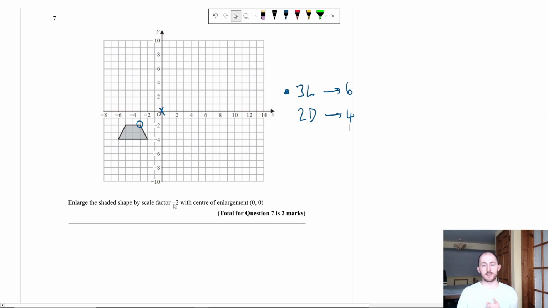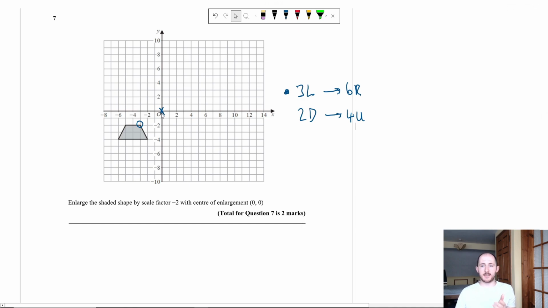The minus does something a bit more interesting, okay? So if you just times it by 2, it stays in the same direction. It'll be 6 left, 4 down. But when you times it by a negative, it flips the direction. So instead of 6 left, I'm going to go 6 right, and instead of 4 down, I'm going to go 4 up. So let's do that. And again, I start from the center of enlargement.